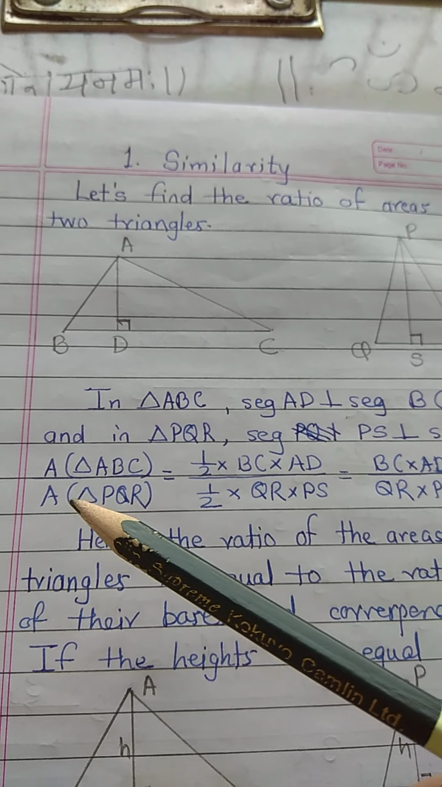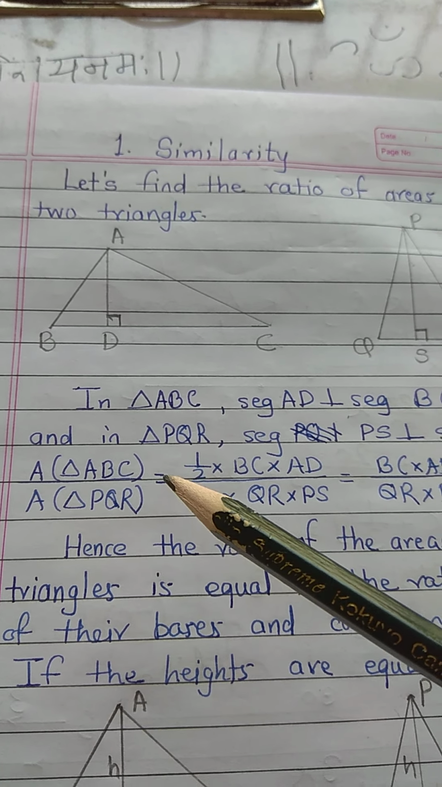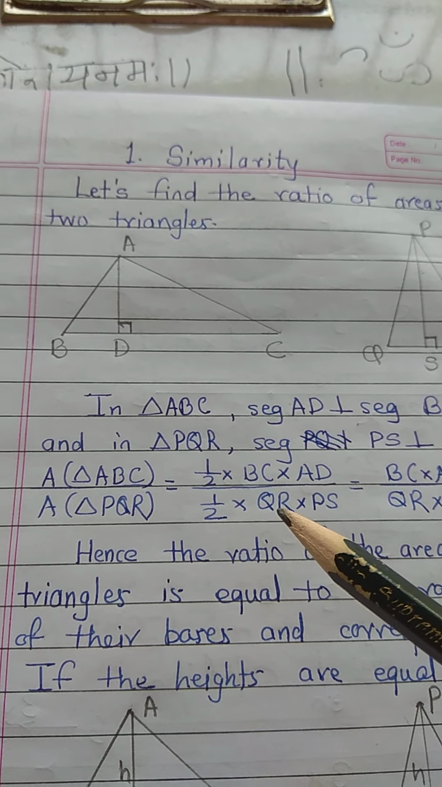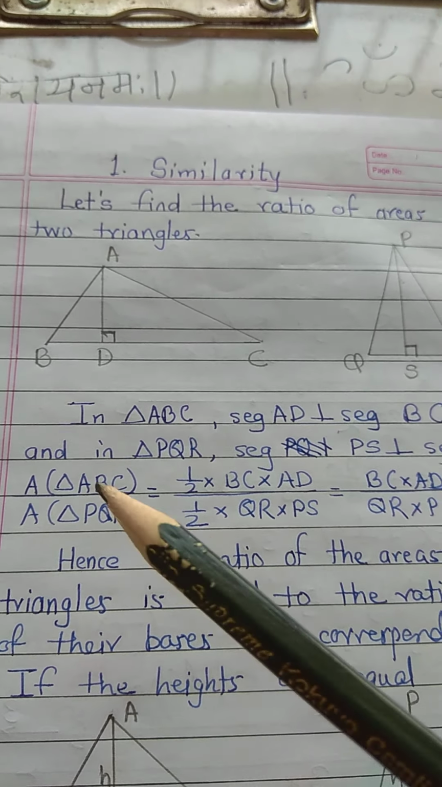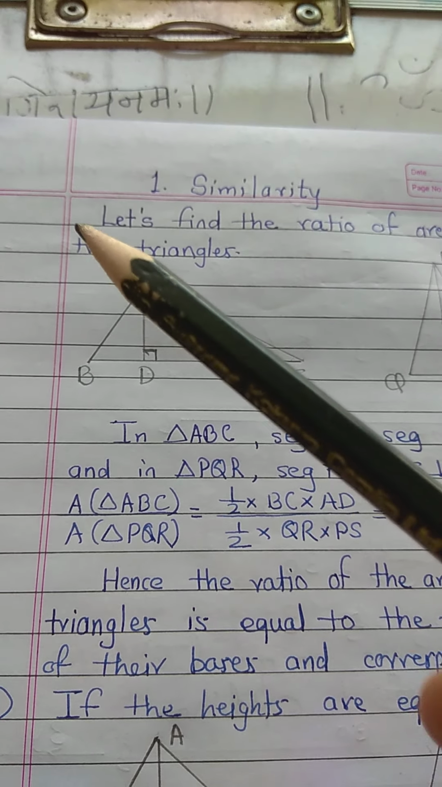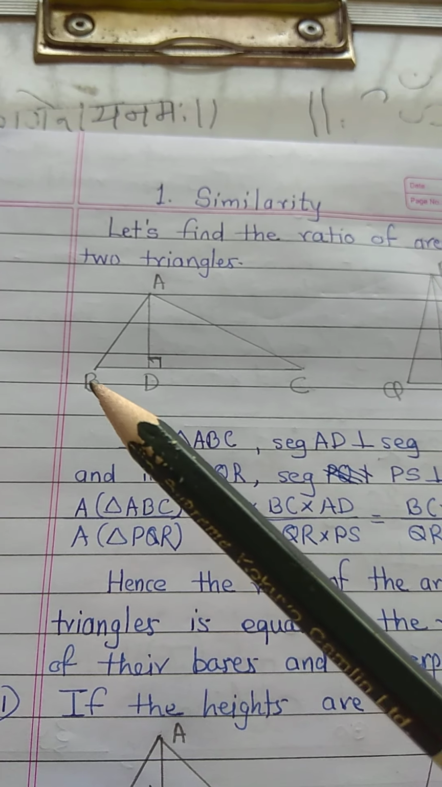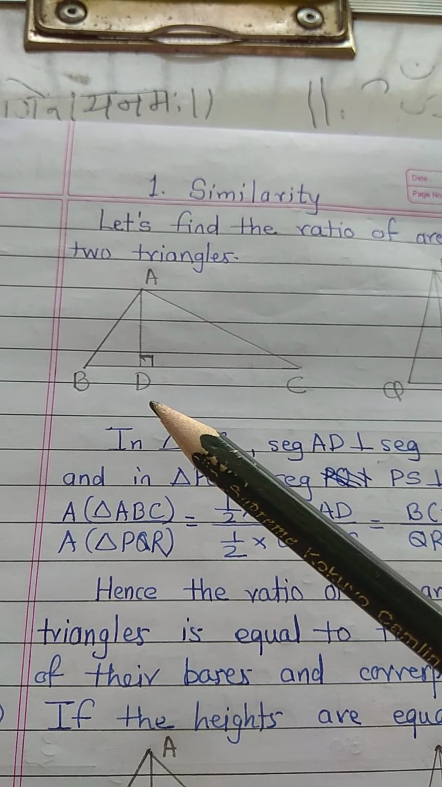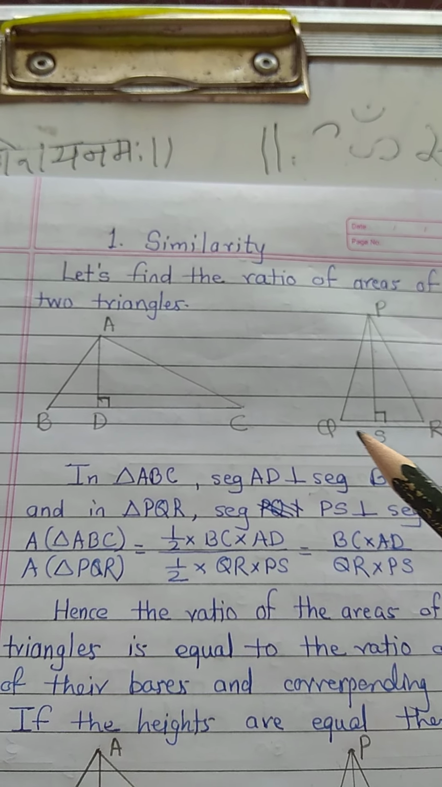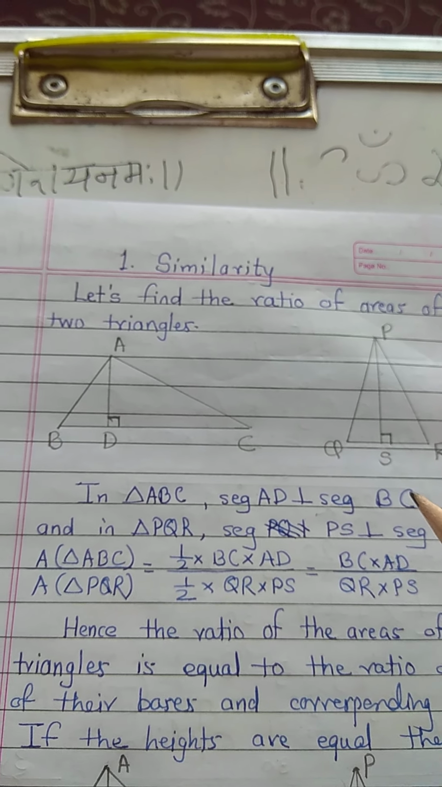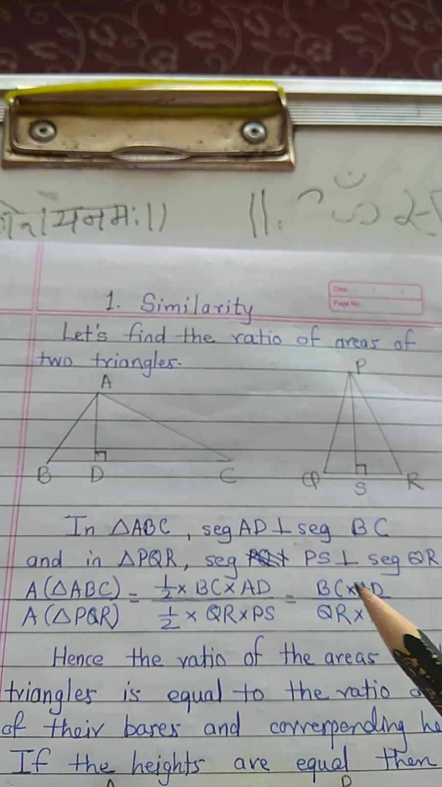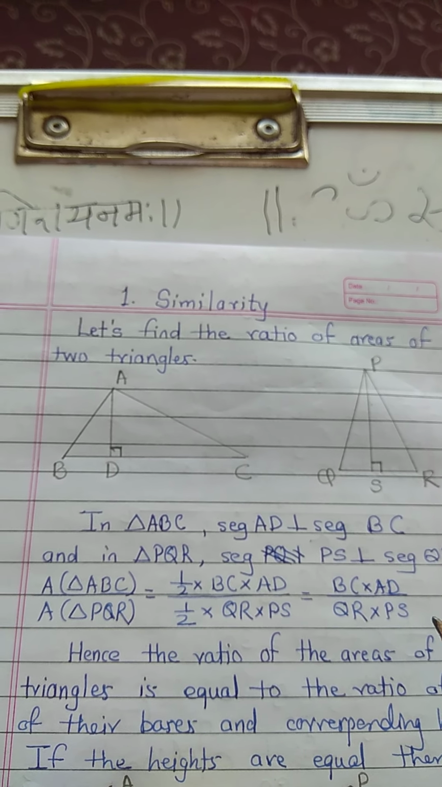So area of triangle ABC upon area of triangle PQR should be equal to 1/2 into base into height upon 1/2 into base into height. We know that area of triangle is always equal to 1/2 into base into height. For triangle ABC, base is BC and height is AD. For triangle PQR, see here, base is QR and height is PS. 1/2 will get cancelled. It is equal to BC into AD upon QR into PS.